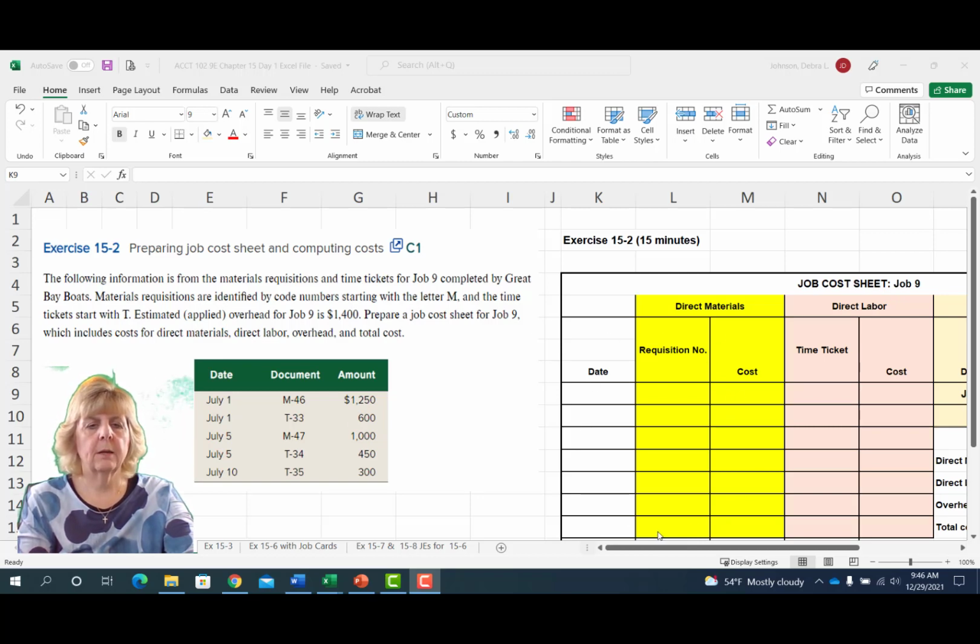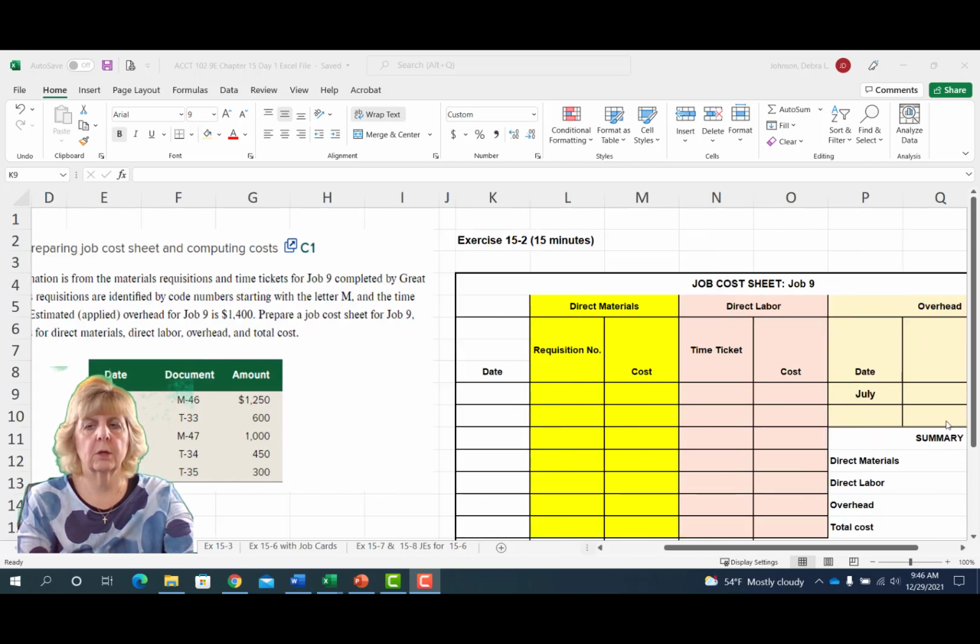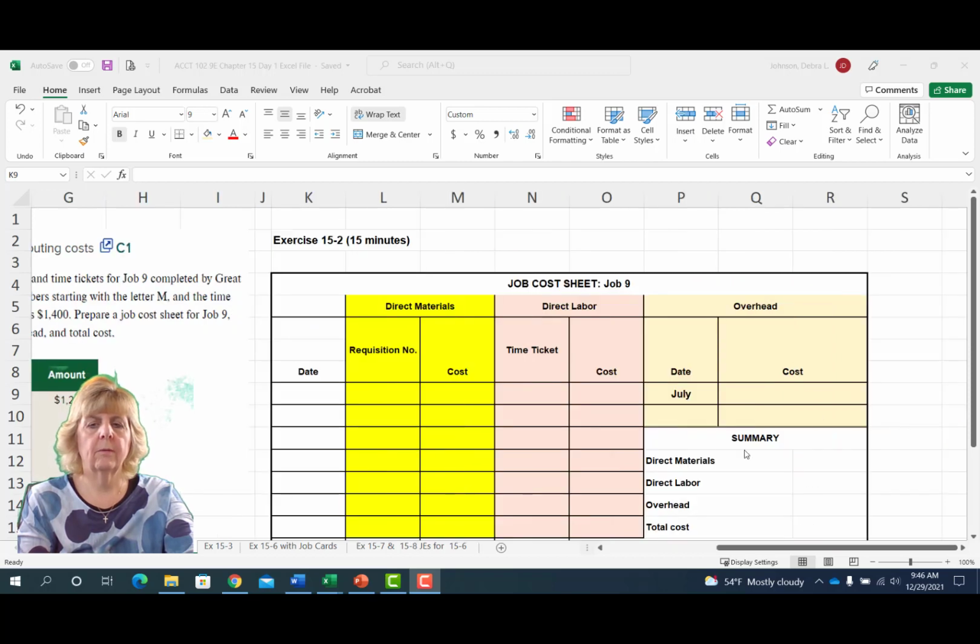I'll put the time tickets in the direct labor area, shown as a light orange here. And I'll do the standard one-time charge of $1,400 on the overhead account on the far right-hand side of the job ticket. Pause the video. I'm going to complete the time card, and you can come back in and compare your answers.